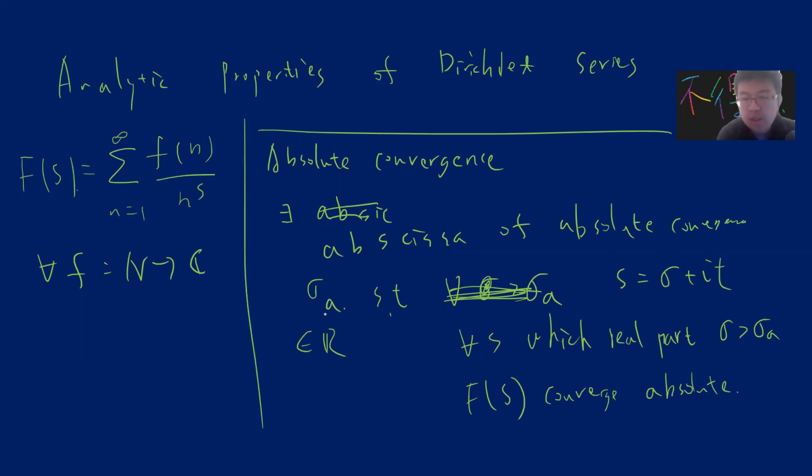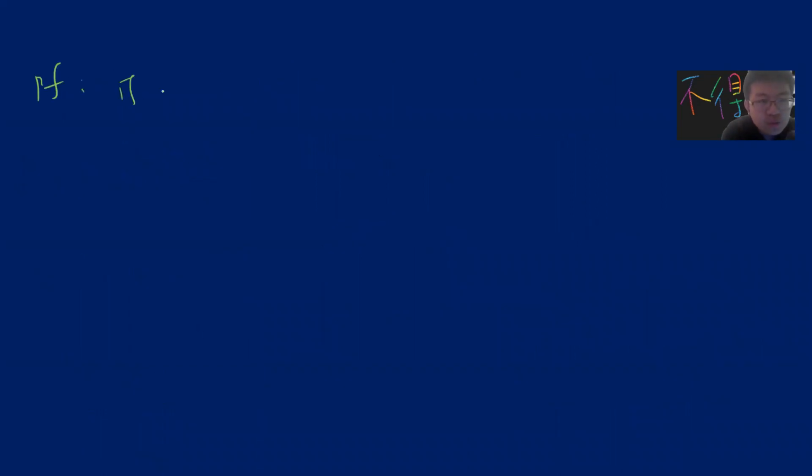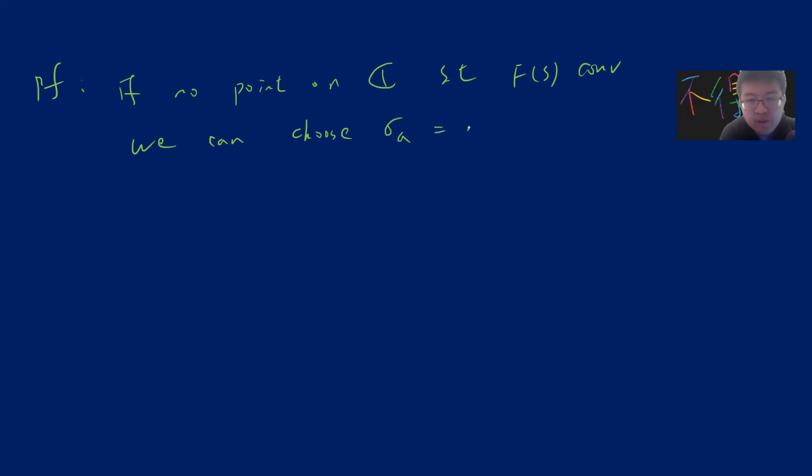What it means is that for every Dirichlet series, in the complex plane you can always find a line. This point is called sigma_A, and for every point with real part greater than sigma_A, the series will converge. This sigma_A may be infinity if f(n) grows too fast. The proof is very simple. If there are no points on the complex plane such that F(s) converges, then we can just choose sigma_A to be infinity.